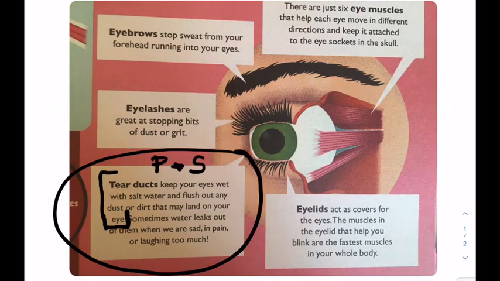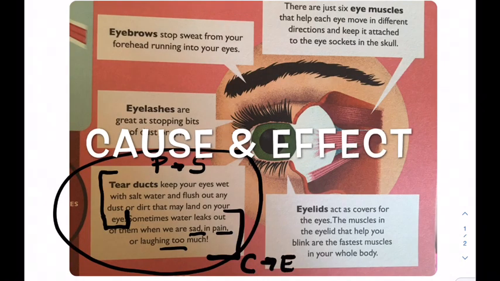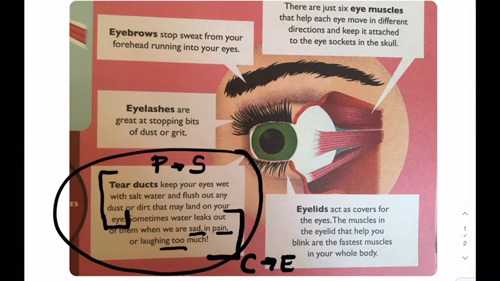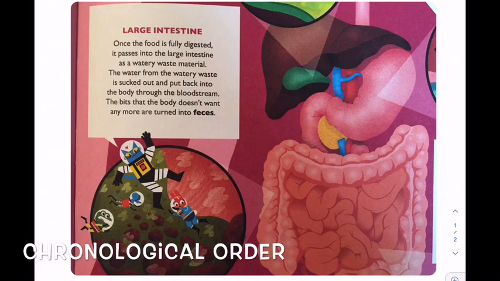But if you look at the second sentence, it says sometimes water leaks out of them when we are sad, in pain, or laughing too much. That sentence is a different structure. You could think of that as cause and effect. Because if you're in pain, the tears are going to leak out. That's going to be the effect. So sometimes you can find more than one structure in a single section. The last section of the book that we're going to read is called The Large Intestine, and this section is going to help us think about chronological order.